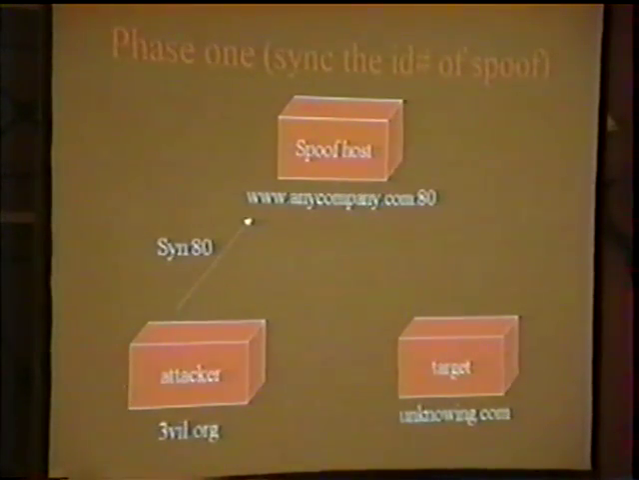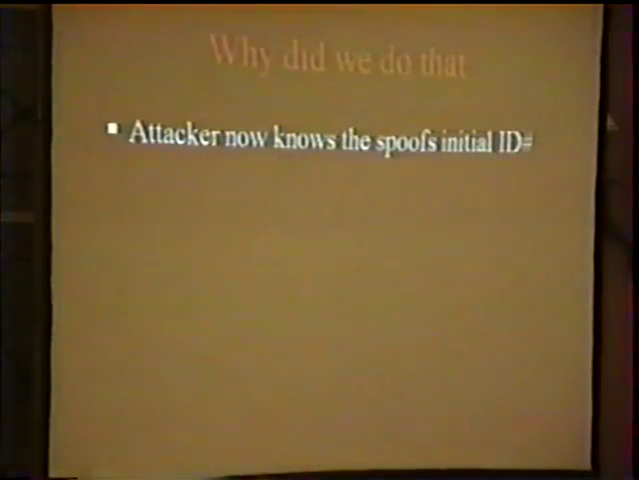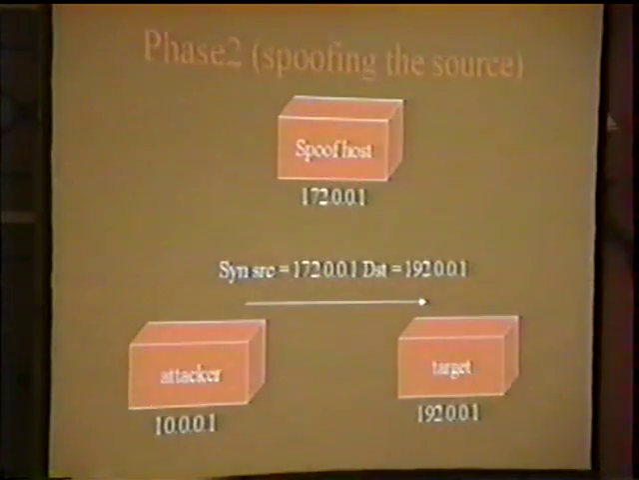So basically, we start by sending a SYN packet on port 80 to the spoof host, or the decoy host, that we want to scan from. He will send us a SYN-ACK back. From there, we will know the initial ID number. What are his ID numbering settings? And how much is he incrementing? So we now know the spoof host's initial ID number.